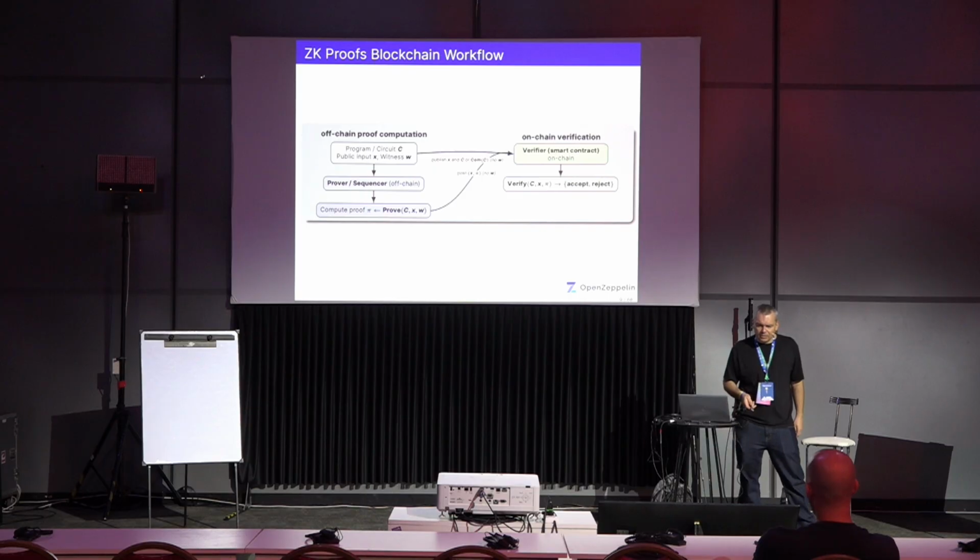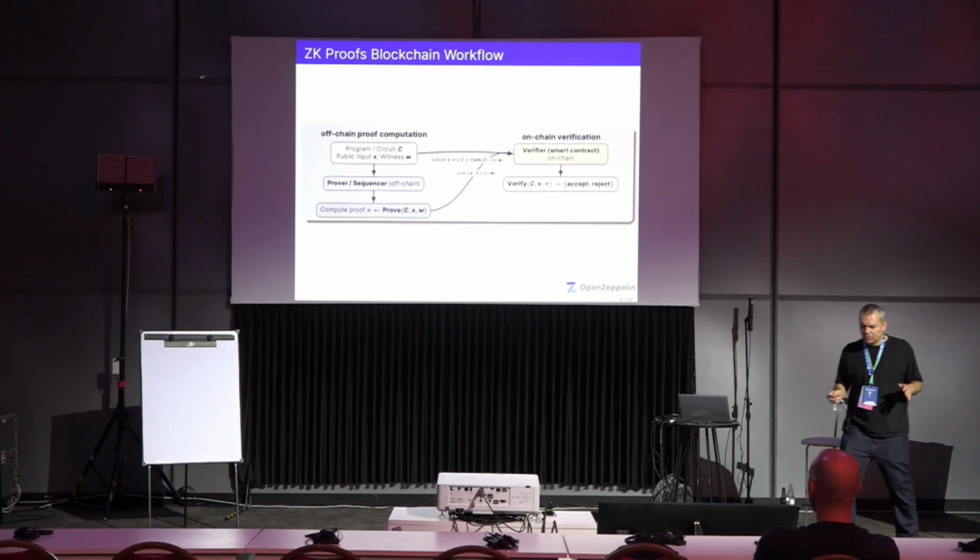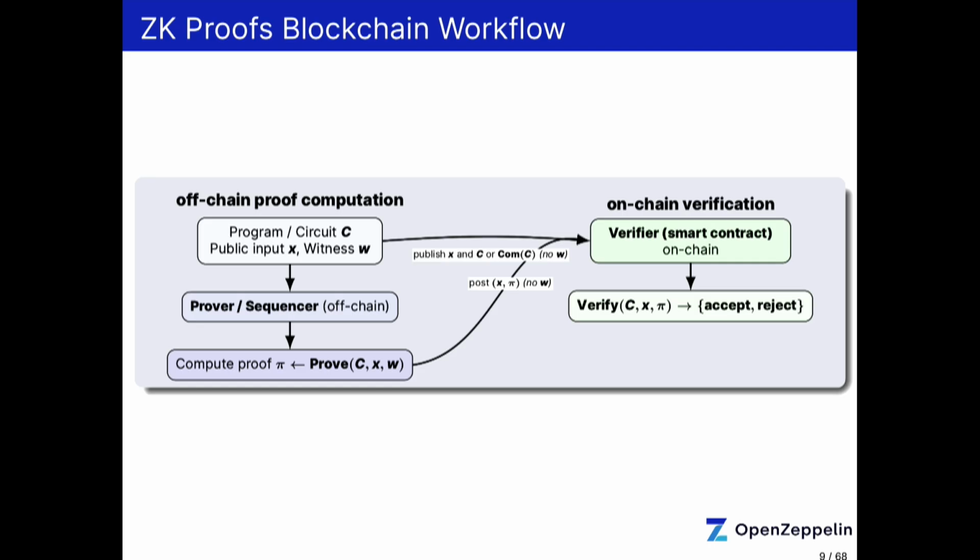So this is how it looks. It's a high-level workflow. On the left-hand side, you have off-chain computation, so a program or a circuit. This may be a circuit of your VM. A public input and a witness, then a prover or sequencer that computes a proof. This is completely off-chain. He passes the proof together with the public input to the verifier, which is typically a smart contract on-chain, which checks whether the proof holds or not.